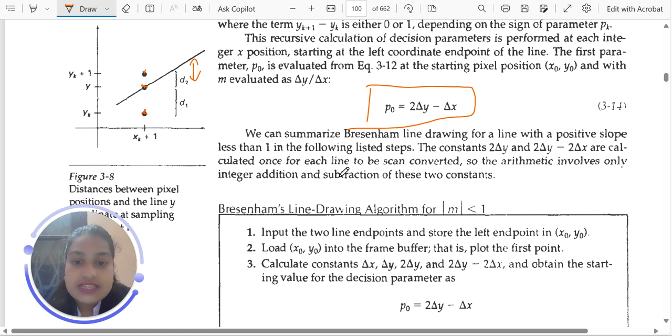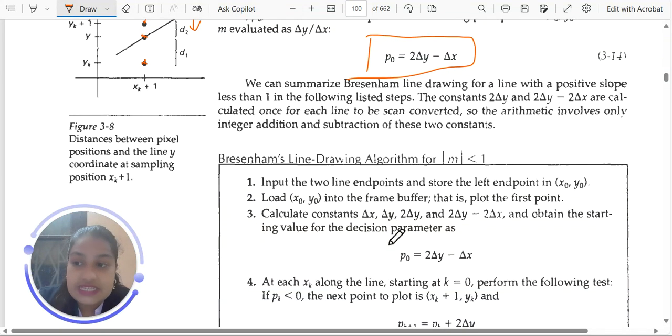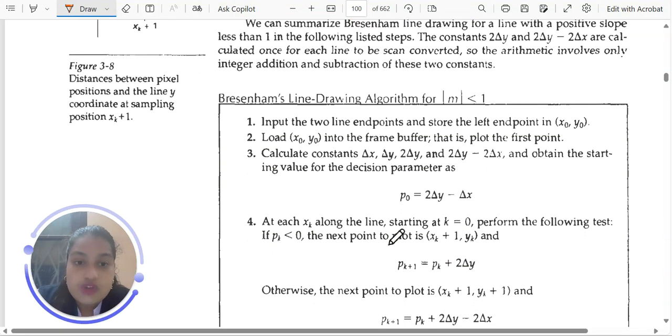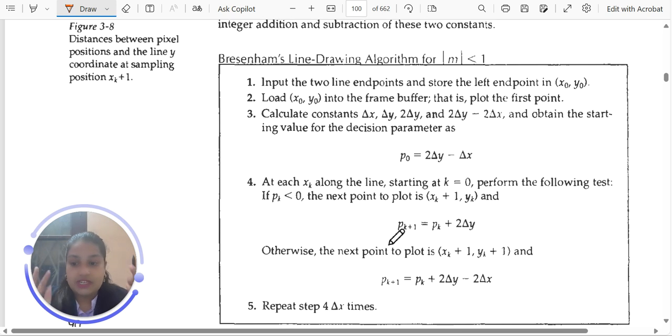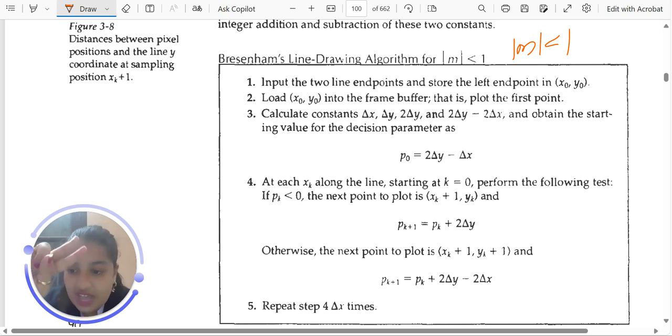Now we can summarize Bresenham's line drawing for a line with a positive slope less than 1 in the following listed steps. So for the input, now we are coming to the formula, the basic algorithm. If |m| is lesser than 1, then input the two line endpoints and store the left endpoint in (x0, y0). We have two endpoints and we store the left endpoint in (x0, y0). And now we load (x0, y0) into the frame buffer. That is, plot the first point.